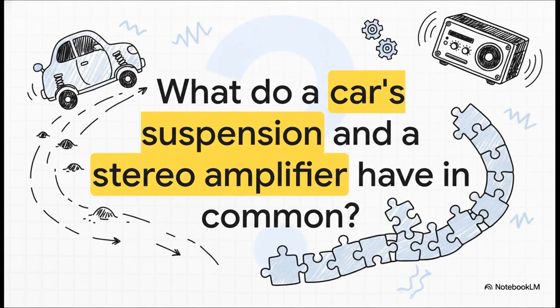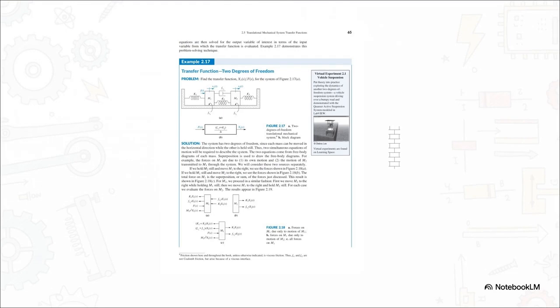What on earth could a car's suspension, all that metal and springs handling a bumpy road, possibly have in common with a stereo amplifier? I mean, one is all about heavy-duty motion, the other is about delicate electronics. They seem like they're from totally different universes, but as we're about to find out, they are surprisingly and deeply connected.